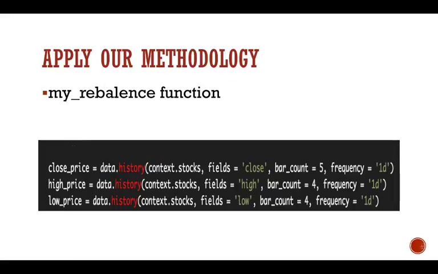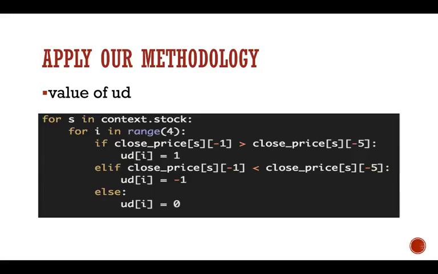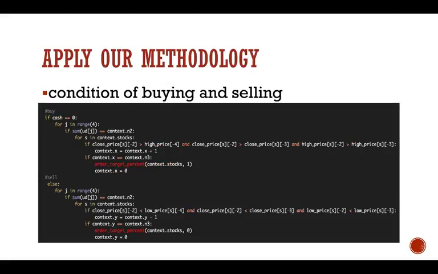And then we should define the my_rebalance function. First, we prepare the needed data: close price, highest price, and the lowest price. Then we accumulate the value of UD. At last, we define the condition of buying and selling, and then place the order.